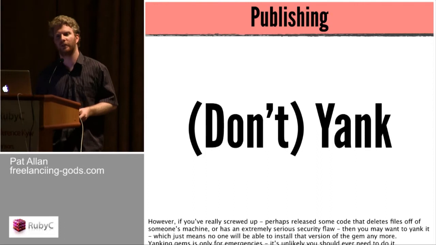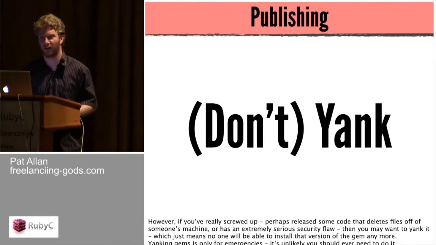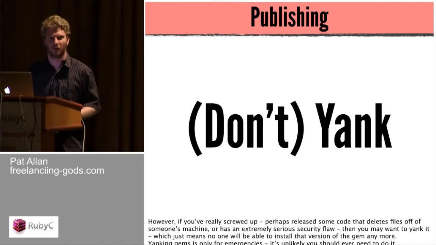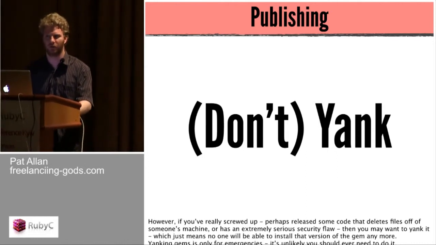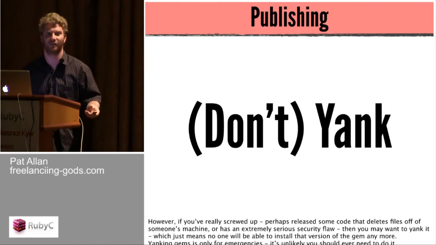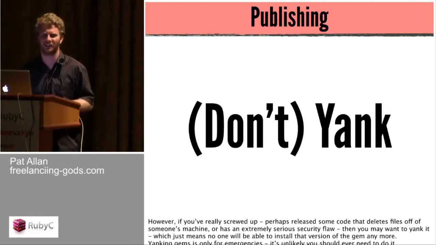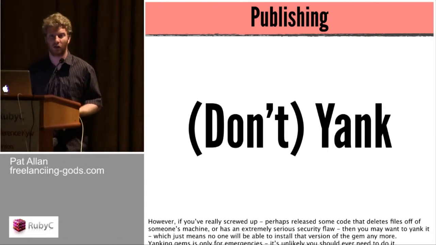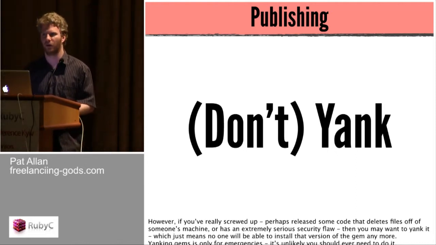You can remove versions of gems using the gem yank command, but you shouldn't. The only time you would ever remove a specific version of a gem is when that gem does something terrible, like removes all the files off somebody's computer. If it's not anywhere close to that serious, then just suck it up and release a new version and don't remove the existing version. Because if somebody has that existing version in their gemfile.lock file, then that's going to cause them all manner of headaches if that version no longer exists. So generally, don't yank, just deal with it.